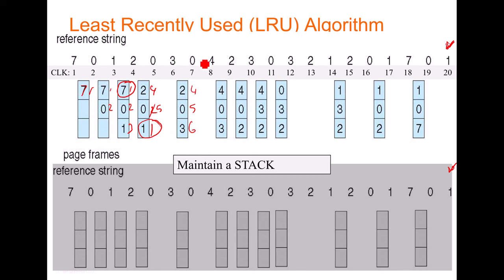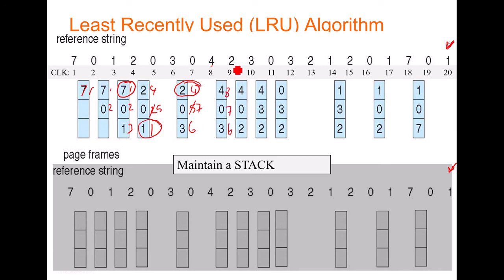And again, when the 0 comes in at time 7, we update that counter, right? Now it becomes 7, and when the 4 comes in, it's not in the physical memory, so we have to pick one of these frames as a victim. In this case, this will be the victim because it has the smallest counter, right? So we will pick that one and put 4 here with counter 8. This one has counter 7, this one has counter 6.